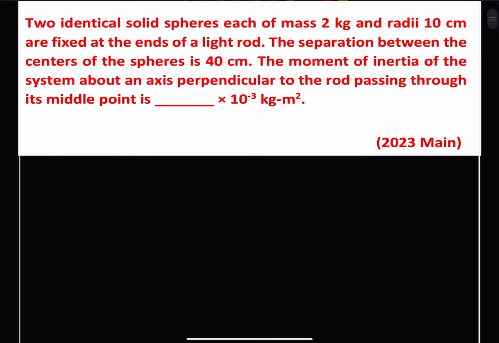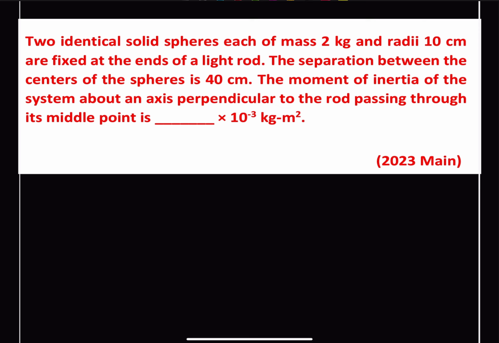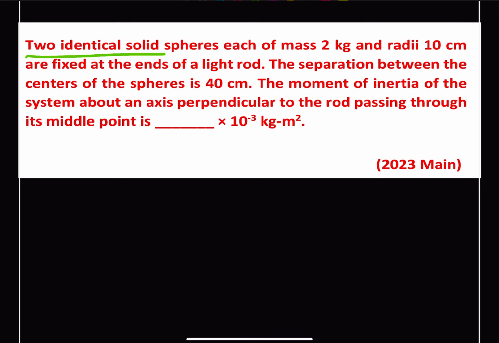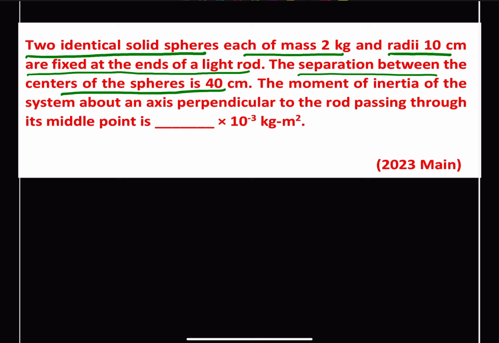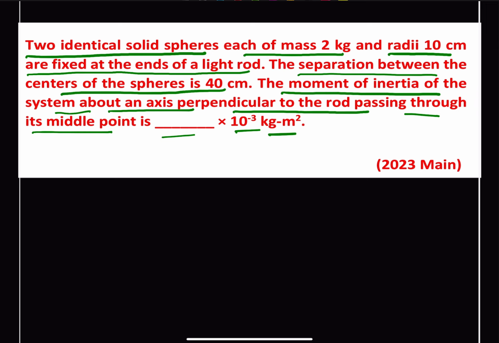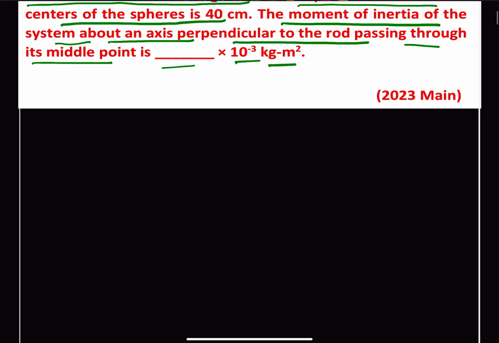So the first question states that two identical solid spheres, each of mass 2 kg and radii 10 cm, are fixed at the ends of a light rod. The separation between the centers of the spheres is 40 cm. The moment of inertia of the system about an axis perpendicular to the rod passing through its middle point is ___ × 10 to the minus 3 kg meter square. So we have to find the moment of inertia of the entire system with respect to the center of the rod. In this case, we can just draw an approximate figure for that.